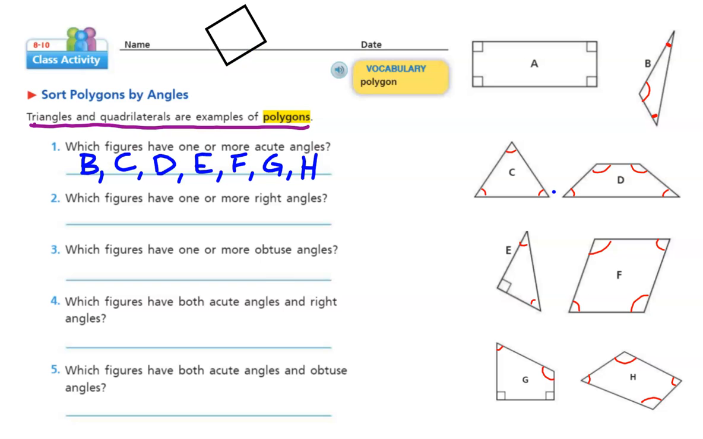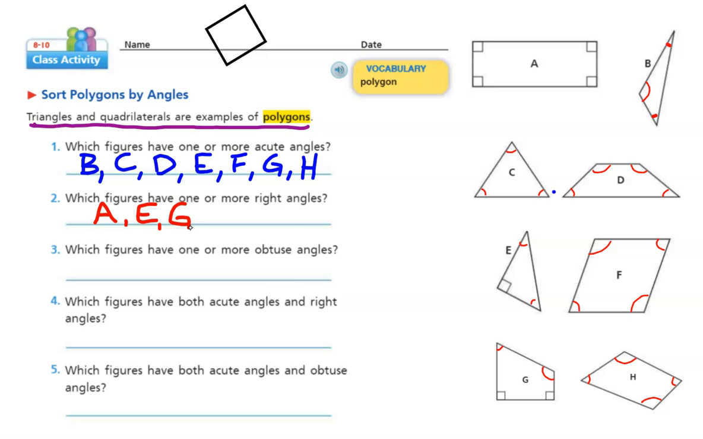So on number 2, it says which figures have one or more right angles. Well, this one's the easiest because they've already drawn your right angles for you. So A would be the correct answer there. And then it looks like E also has one. And it looks like G also has one. And I believe those 3 are it.